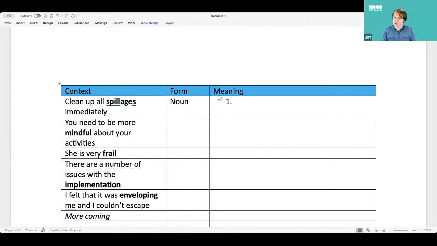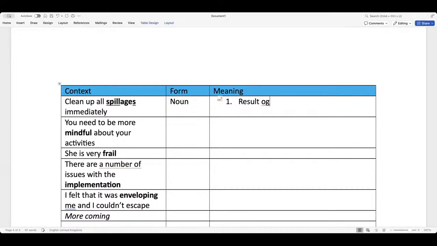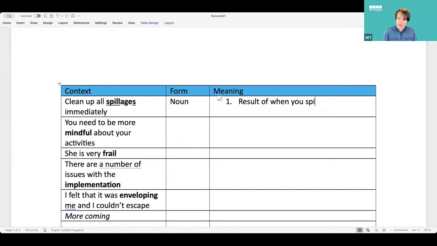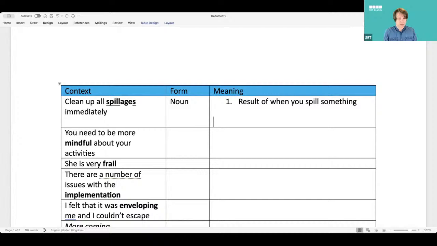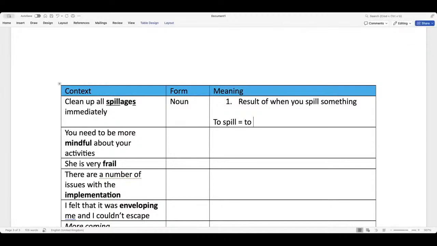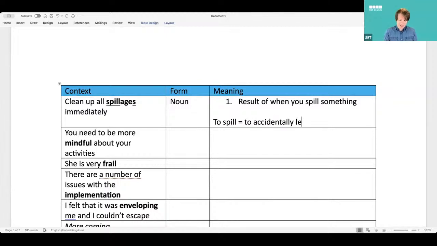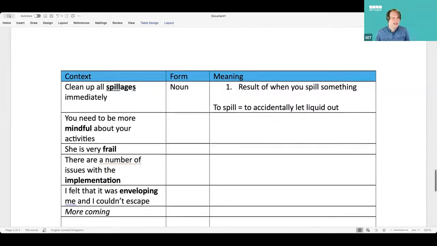What does it mean, spillage? A result of that spill. Result of when you spill something. Liquid. Spill is a verb, right? Yeah. Spill is a verb, to spill. What does it mean one more time? To accidentally let liquid out. Okay, something like that. Like you get the idea.